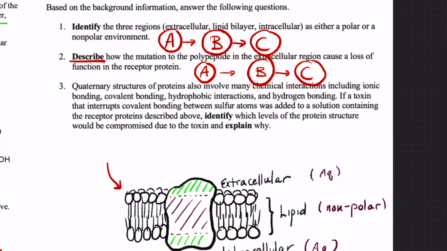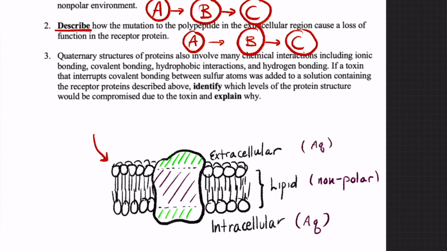Now let's take a look at number 3. It says quaternary structures of proteins also involve many chemical interactions, including ionic bonding, covalent bonding, hydrophobic interactions, and hydrogen bonding. If a toxin that interrupts covalent bonding between sulfur atoms was added to a solution containing the receptor proteins described above, identify which level of the protein structure would be compromised due to the toxin and explain why.